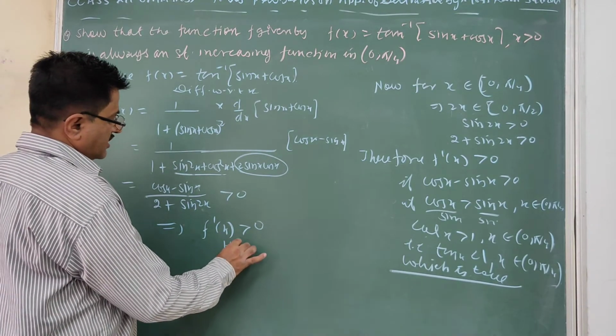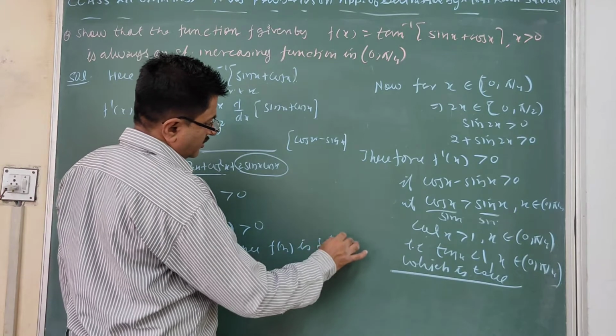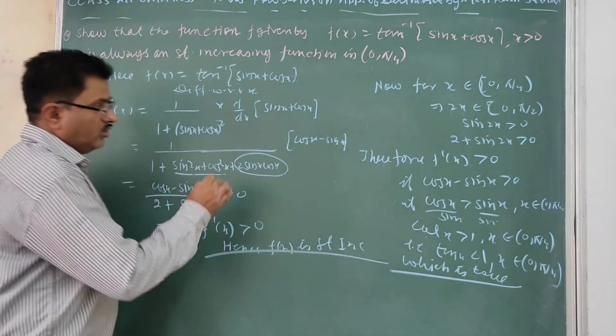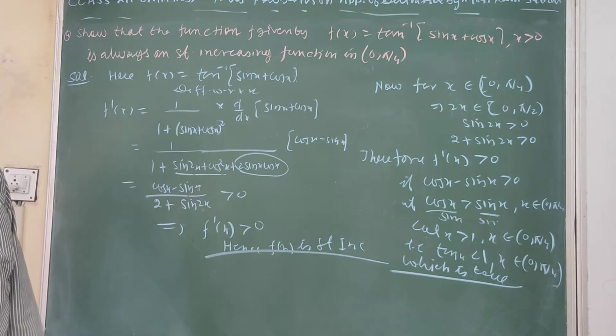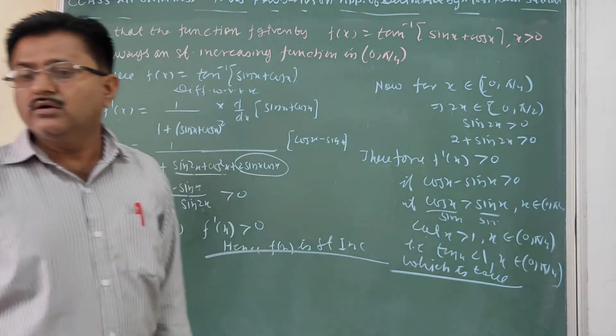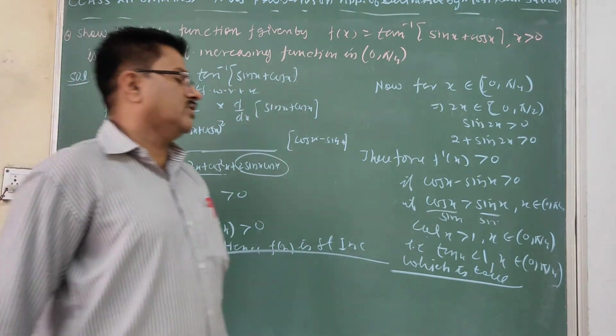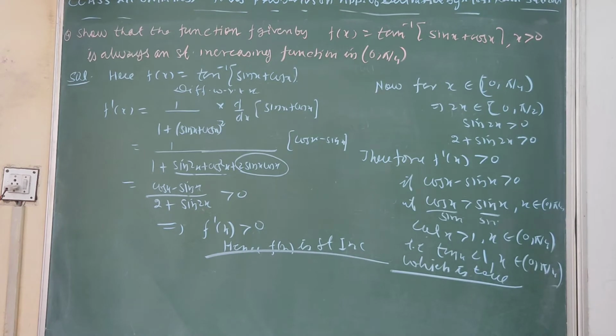Therefore, f dash x is greater than 0. Hence, the given function is strictly increasing. So in this type of problem, we have to prove either the given function is increasing or decreasing. And in the previous one, we had to find the interval in which the function is increasing or decreasing.